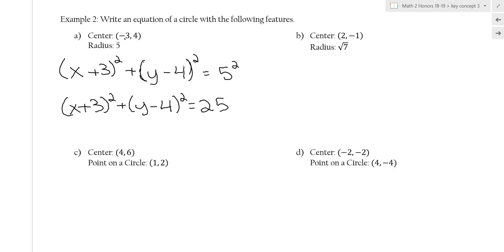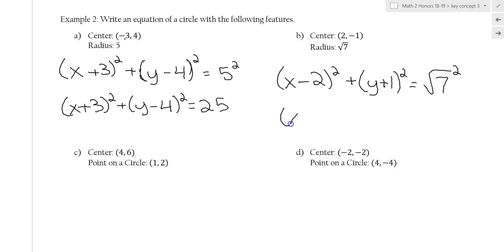Same thing with B, right? X minus 2, we gotta change the sign, squared plus y plus 1 squared equals the square root of 7 squared. So that's x minus 2 squared plus y plus 1 squared equals, well, the square root of 7 squared, right? The square root and the squared cancel out. It just equals 7. Okay, so square root of 7 squared is just 7. Done for A and B.